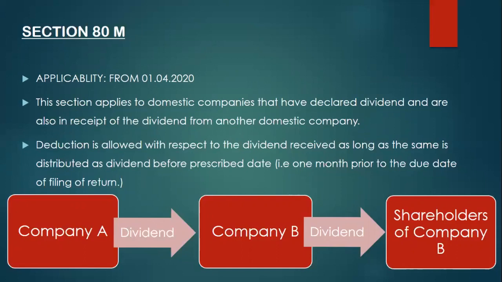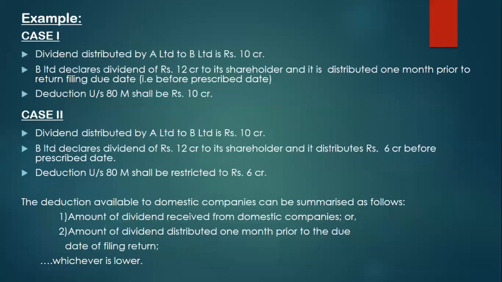Let's understand this with the help of example. Case 1. Dividend distributed by A Limited to B Limited is Rs 10 crores. B Limited declares dividend of Rs 12 crore to its shareholders, and it is distributed 1 month prior to return filing due date, that is before prescribed date. Deduction under section 80M shall be Rs 10 crore in this case.